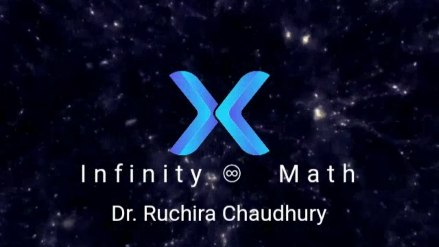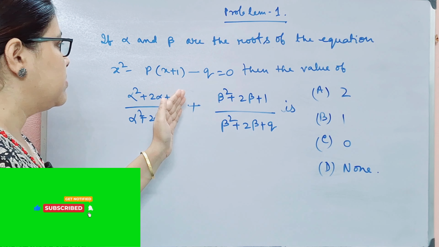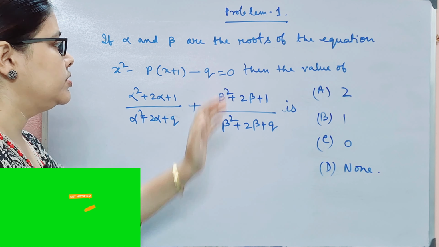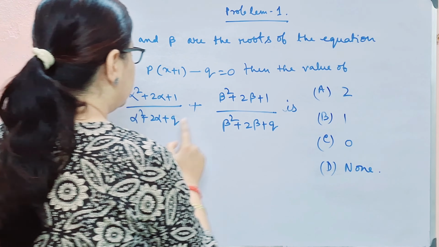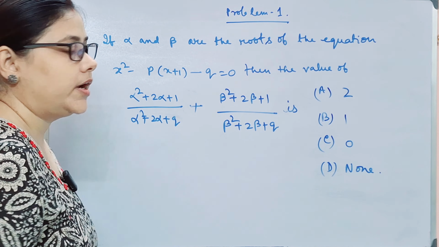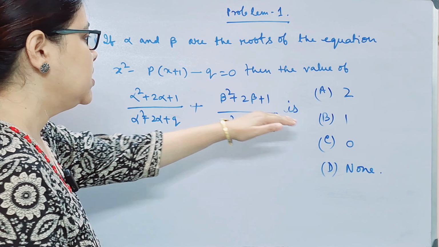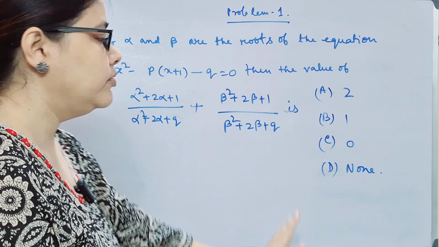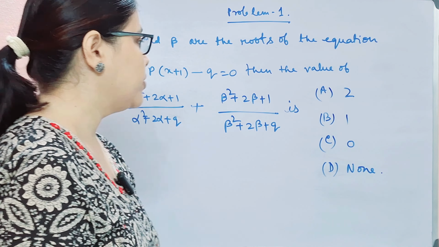So let's come to the first problem. This is problem 1. If alpha, beta are the roots of the equation x square minus p x plus 1 minus q equals to 0, then you will have to find out the value of this term. There are 4 options and you will have to find out the correct option.